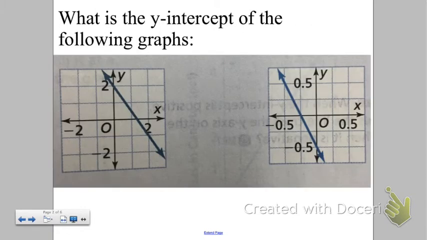What is the y-intercept of the following graphs? Draw a quick sketch of each graph.